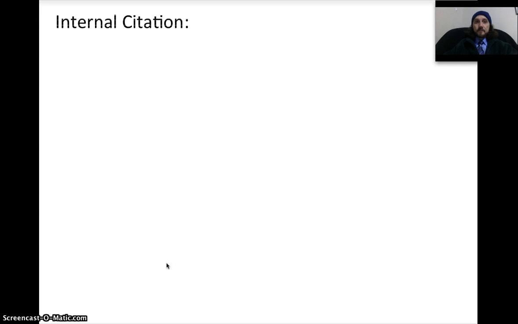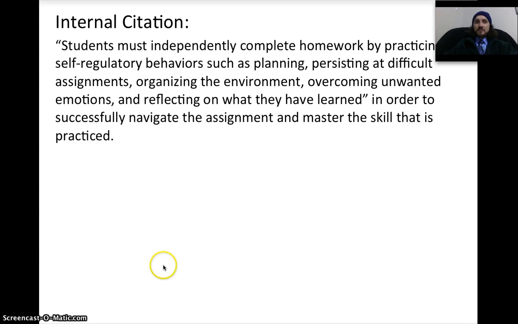All right. Internal citations. Let's talk about those internal citations. "Students must independently complete homework by practicing self-regulatory behaviors such as planning, persisting at difficult assignments, organizing the environment, overcoming unwanted emotions, and reflecting on what they have learned," end quote, in order to successfully navigate the assignment and master the skill that is practiced.